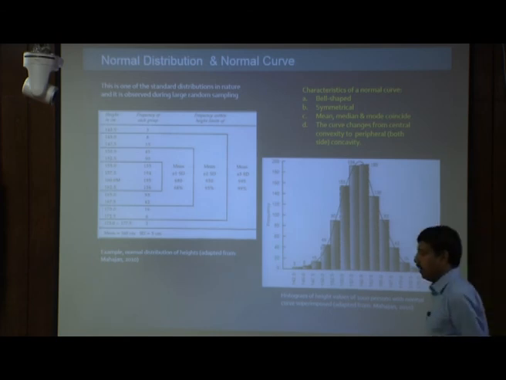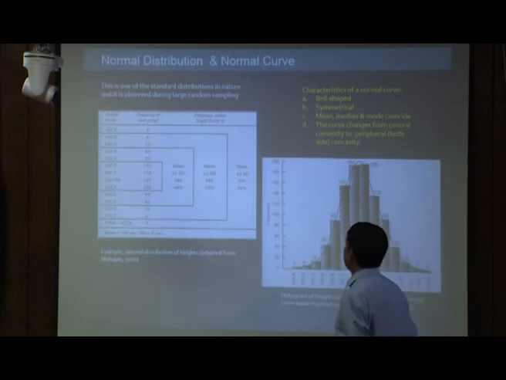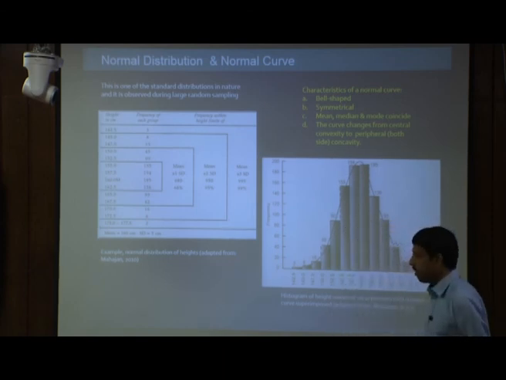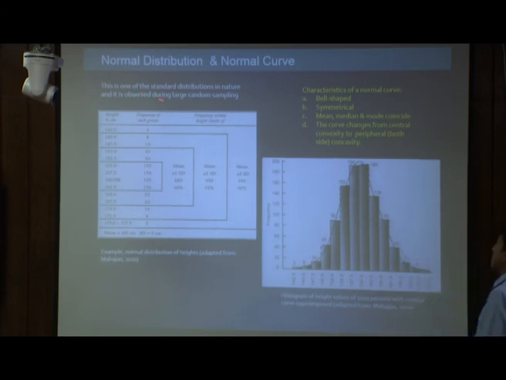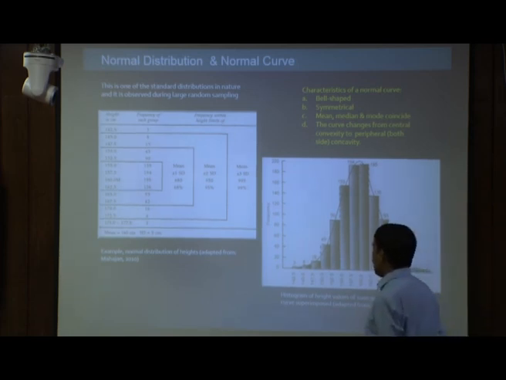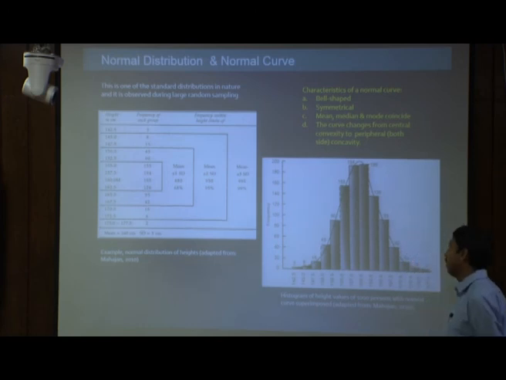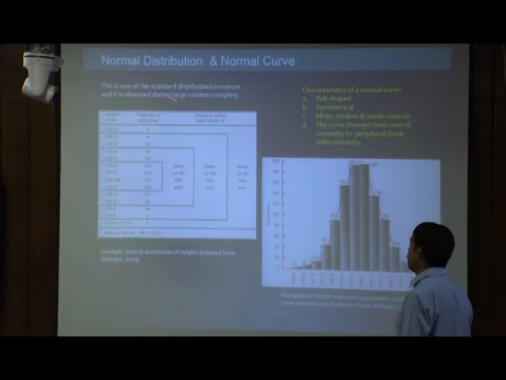Now, next is normal distribution and normal curve. Normal distribution is one type of standard distribution which occurs in our nature. As we are discussing about frequency diagram, similarly, if we look at this table, then it will be easier to understand what is normal distribution.